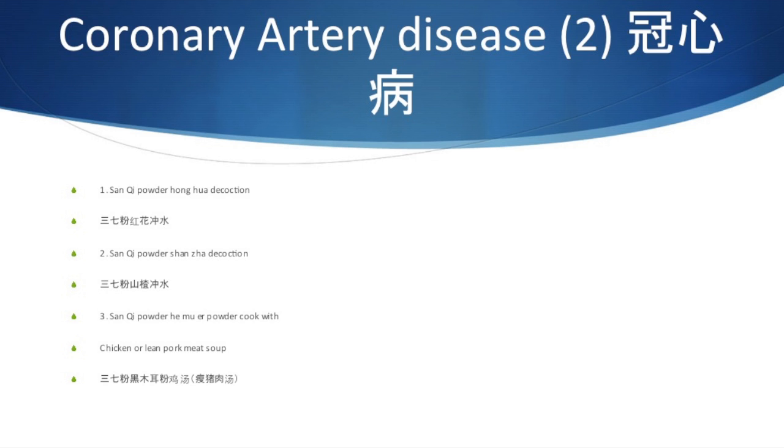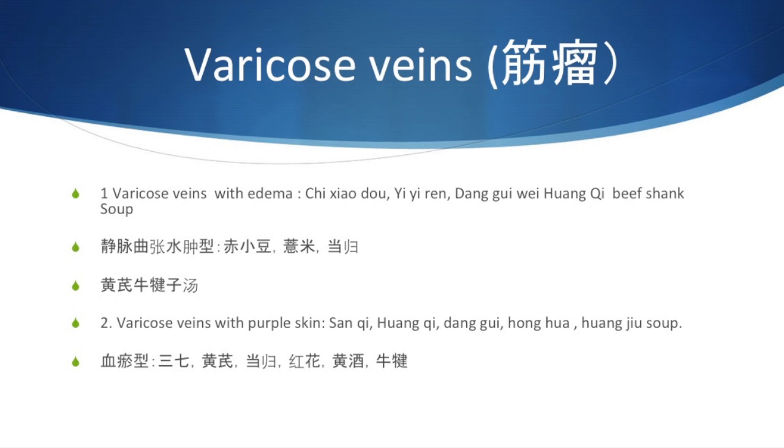Another topic covered was varicose veins with edema. So taking Chishao Do with Yi Ren, Dangui Wei, Huangqi in a beef shank stew or soup. So Chishao Do, Yi Ren, Dangui Wei, Huangqi in a beef shank soup. Also, varicose veins with a kind of purple skin. Then we were using sanqi, huangqi, dangui, henghua, and of course huangjiu in a soup. And so those are some of the topics we covered in the cardiovascular section of our course.